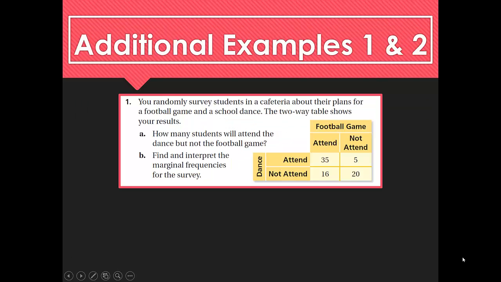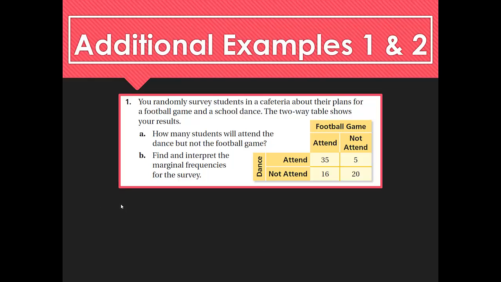Now we have an additional example for numbers 1 and 2. You can either pause the video and try it on your own, or you may follow along. You randomly survey students in a cafeteria about their plans for a football game and a school dance. The two-way table shows your results.